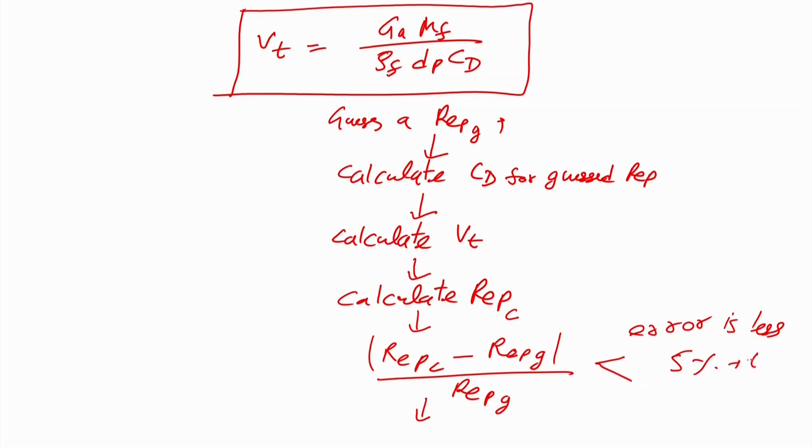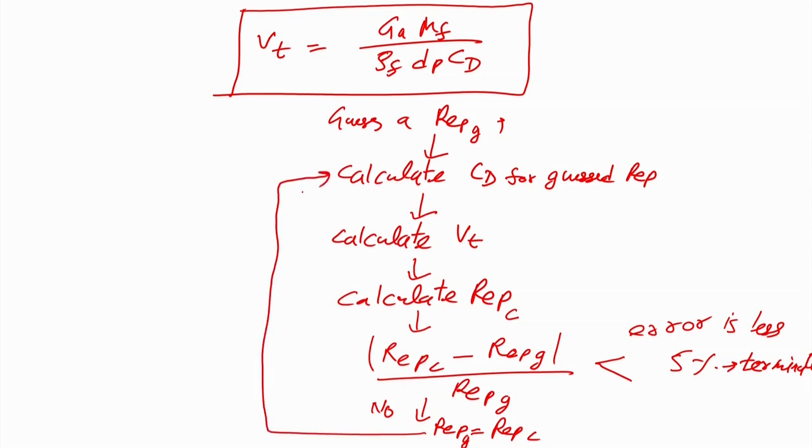then terminate your program. Suppose if you are writing a code, and you can try to write a code for this, then it will terminate. If this is not correct, then Re_p,g will be equal to Re_p,c, and then you again go back and calculate this. So, you have to keep on repeating this loop till your guessed Re_p and the calculated Re_p come within the 5% range. So, that will be the iterative procedure.